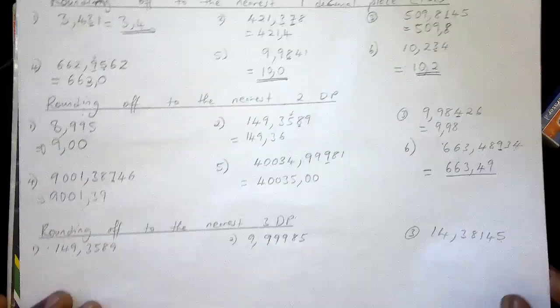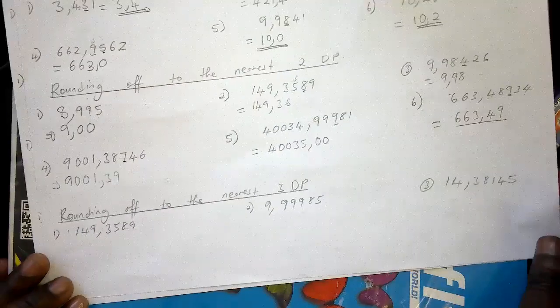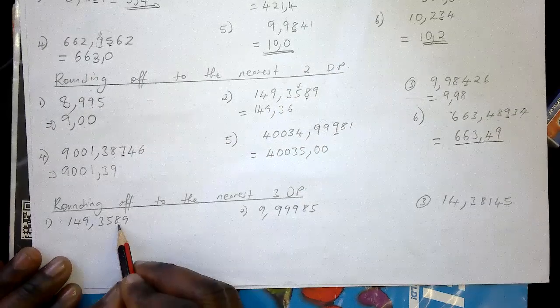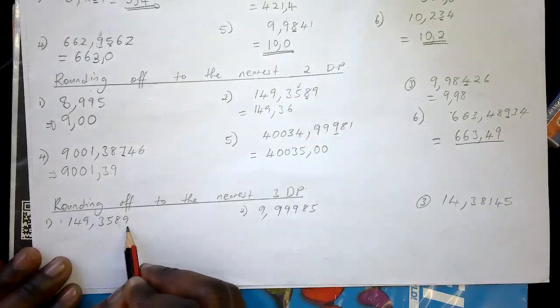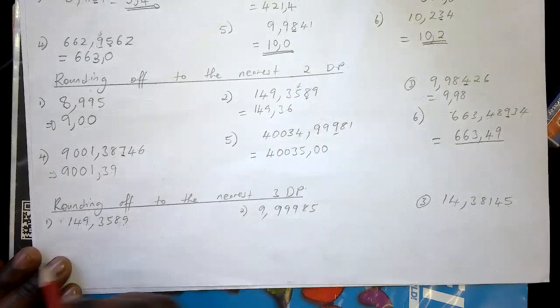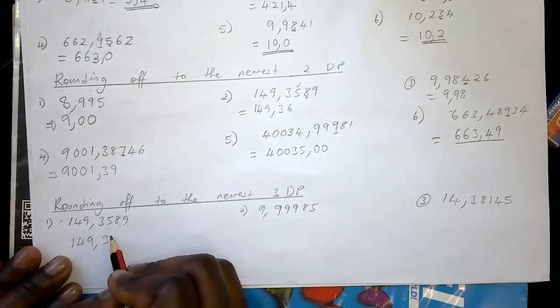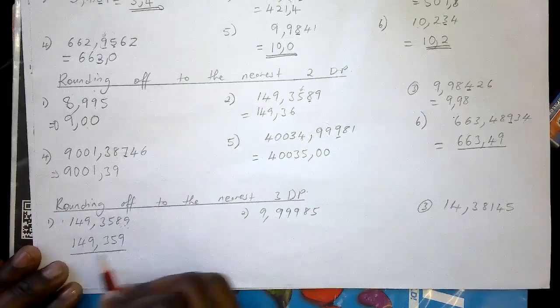Then the 3 decimal places, I'm going to be quick here. I think now you guys understand what we're talking about. Now, 3 decimal places, we want 3 numbers. So if we have 3 numbers, we look at the 4th number. Then we see that the 4th number is above 5. Then it's going to add 1 to 8. So it's going to be 49,359. Okay, then that's our answer.